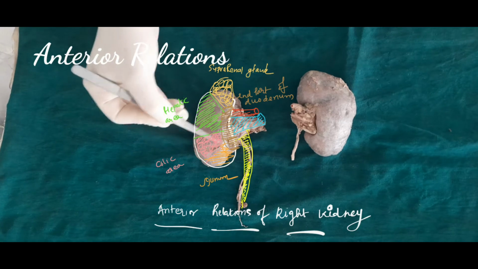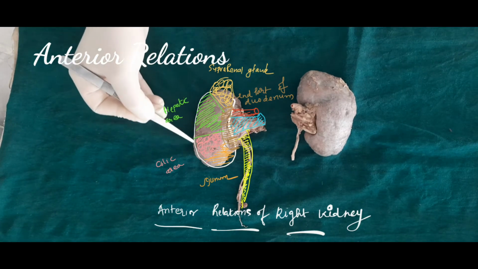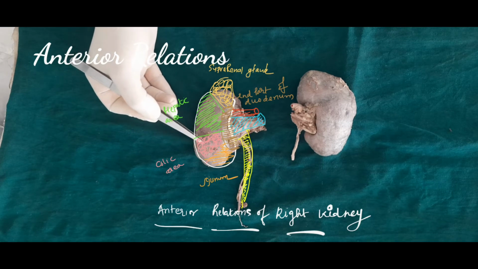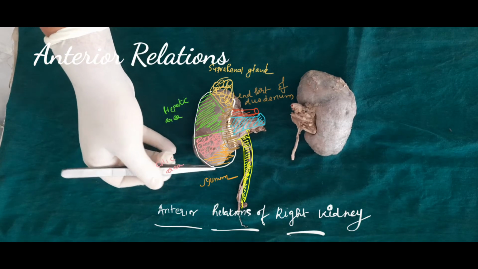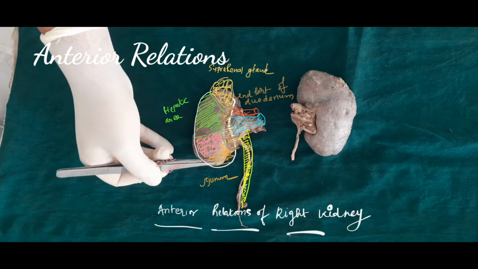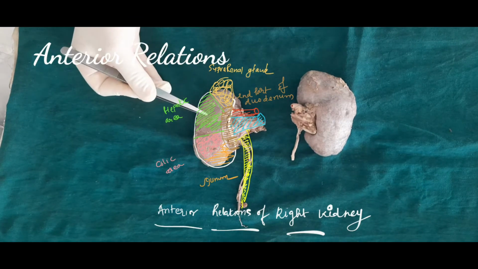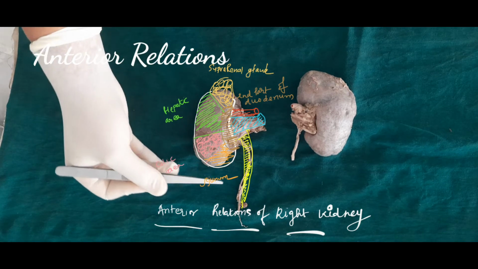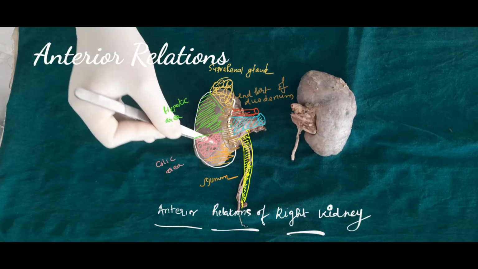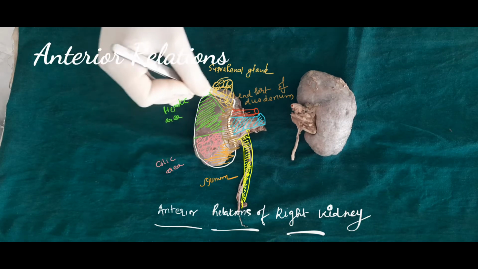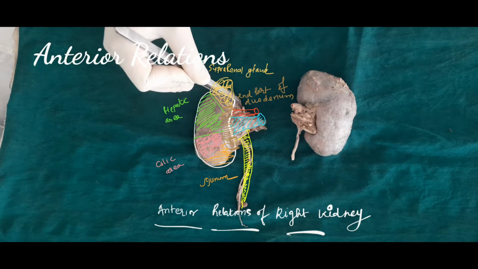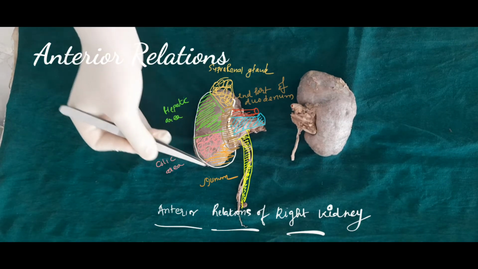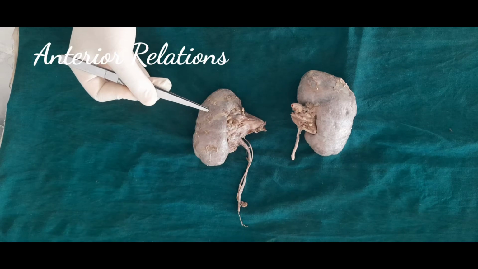Then below it, it is related with the hepatic flexure of the colon. So this is the colic area, and below it is related with the jejunum. So from above downward: suprarenal gland, liver, then hepatic flexure of the colon and jejunum. And on the medial border, it is related with the second part of the duodenum. Out of this, the hepatic area and the intestinal area are covered by the peritoneum.